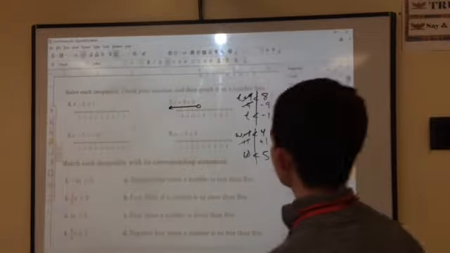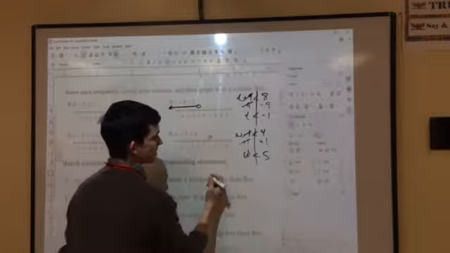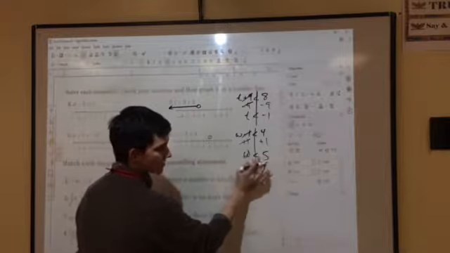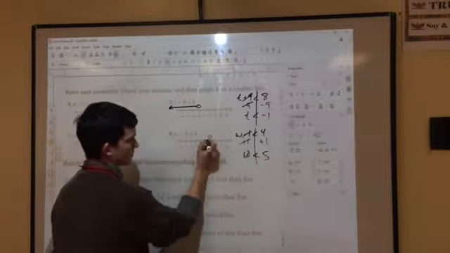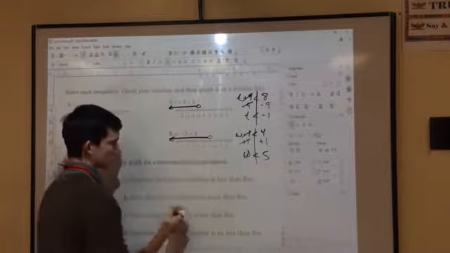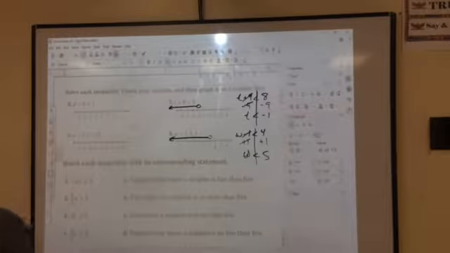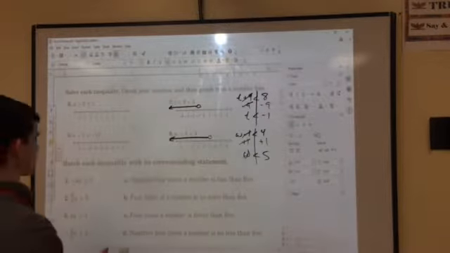So in your mind, hopefully you're thinking something along the lines of, okay, that's going to be an open dot. It's going to be at 5. Open dot at 5. Now w is smaller than 5. This is saying that 5 is bigger than w. So all my possible answers for w are smaller than 5. All right, so we're going to keep going on with this.